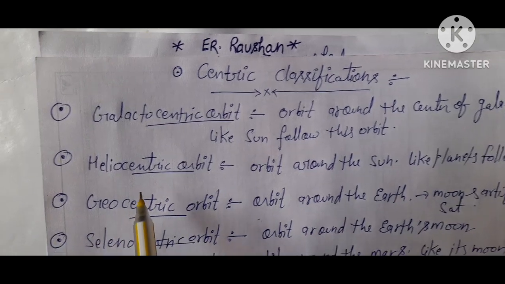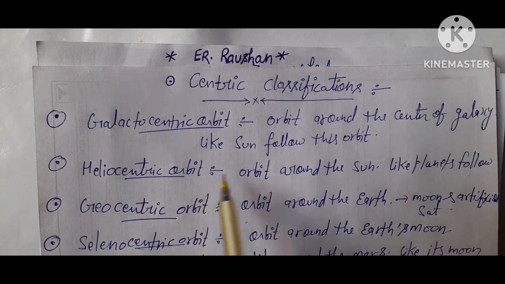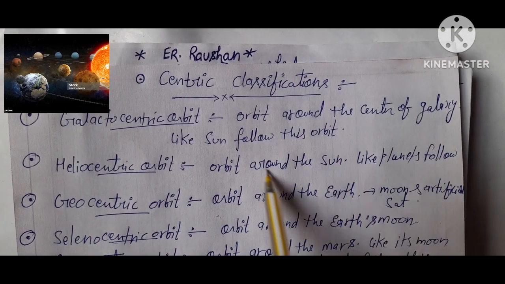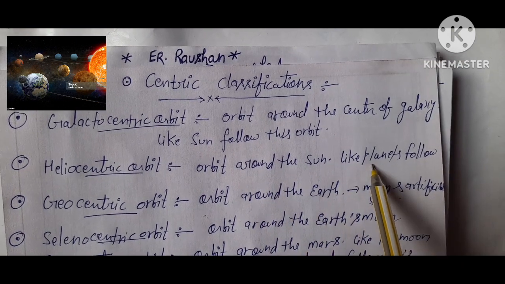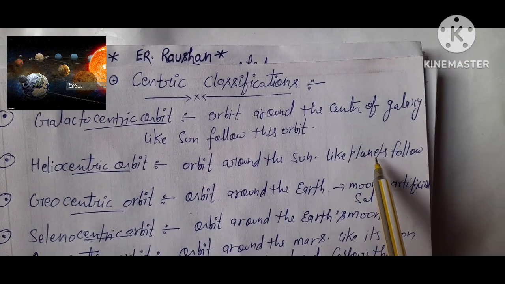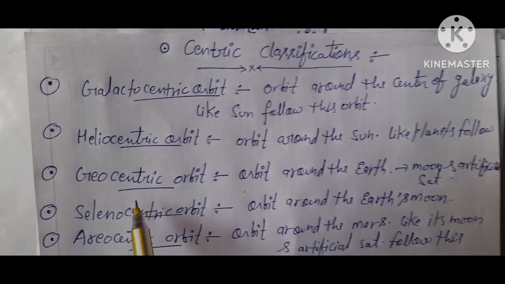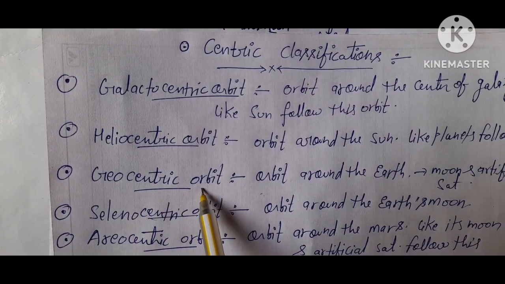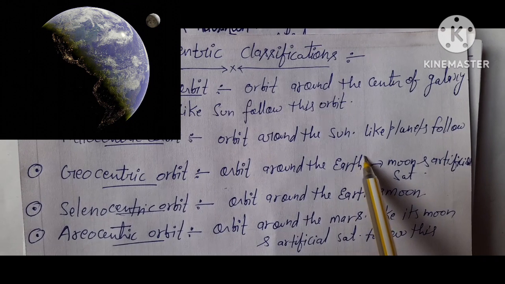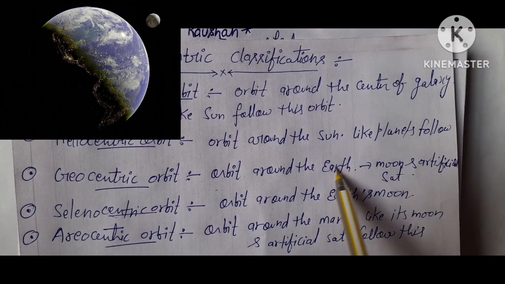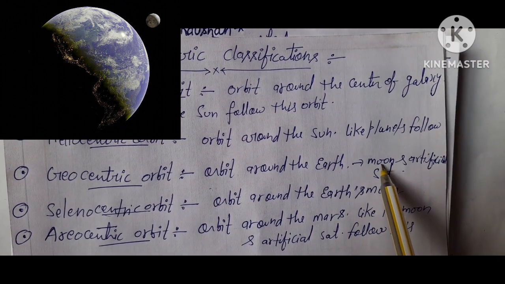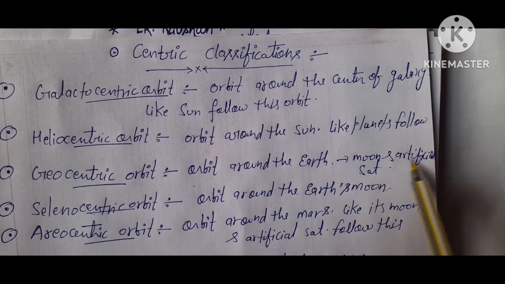Sun. Now the second one is heliocentric orbit, the orbit around the Sun, and this orbit is followed by our planets like Earth, Mars, Venus as well. Geocentric orbit, the orbit around the Earth. This orbit is followed by our Moon as well as many artificial satellites.